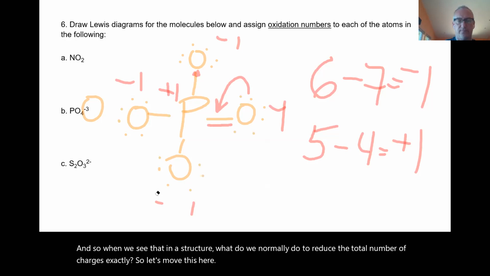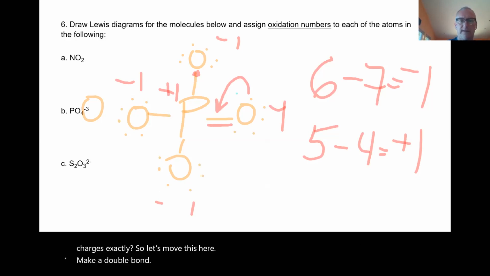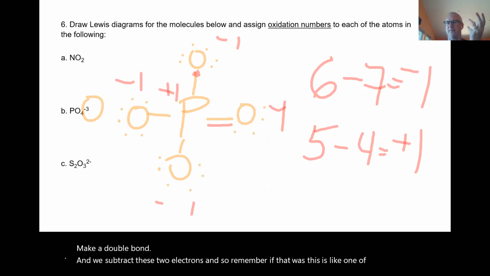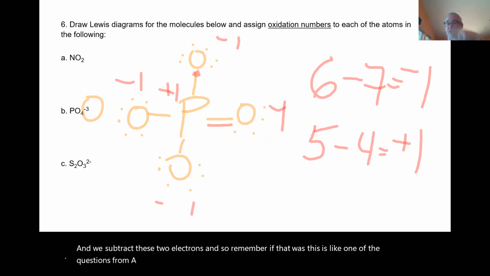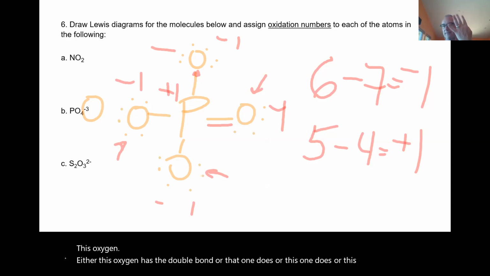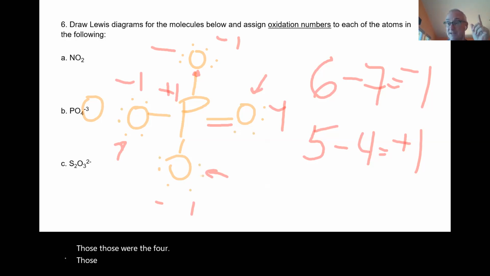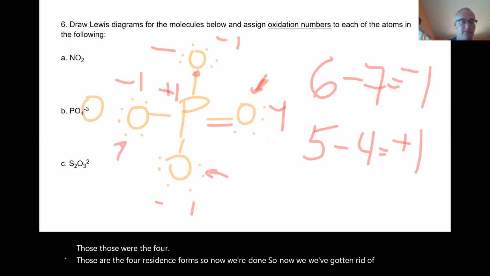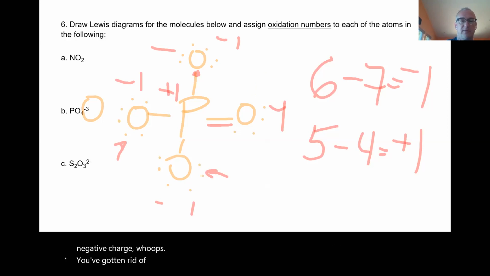So let's move this here. Make a double bond, and we subtract these 2 electrons. Remember, this is like one of the questions from a previous one, where you had to show all the resonance forms. The resonance forms were basically either this oxygen has the double bond, or that one does, or this one does, or this one does. Those were the 4 resonance forms. So now we're done. We've gotten rid of the negative charge on this one, and we've gotten rid of the positive charge on phosphorus.